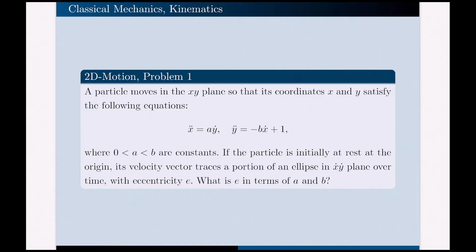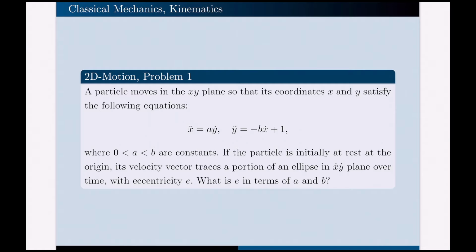Hello, in this video I'm going to solve the following problem for you. A particle moves in the xy plane so that its coordinates x and y satisfy the following equations: x double dot equals a y dot and y double dot equals minus b x dot plus 1, where a is less than b and greater than 0.